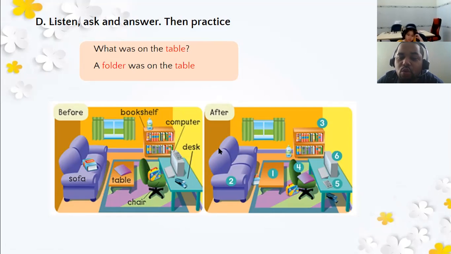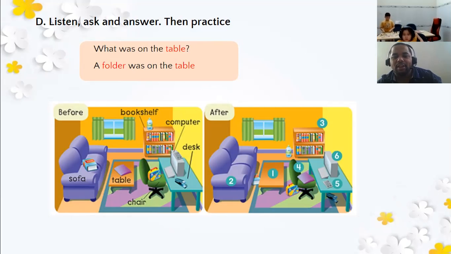That's right. So now I am going to ask you again. Just tell me what you can see there. I am going to ask you their names. What was number one? The folder was on the table. Number one is, okay, look at this. What was on the table? All right, number one was a folder.